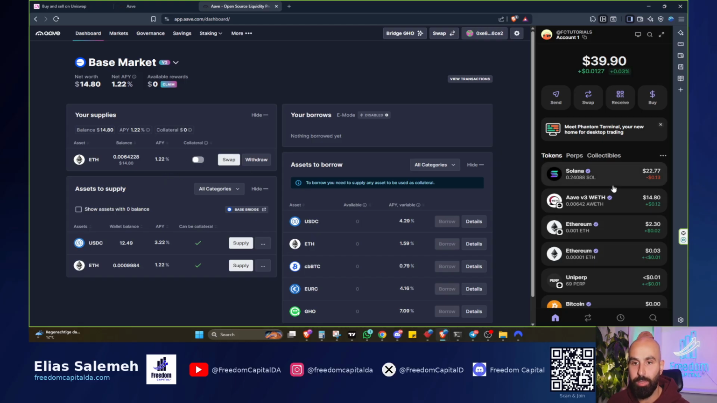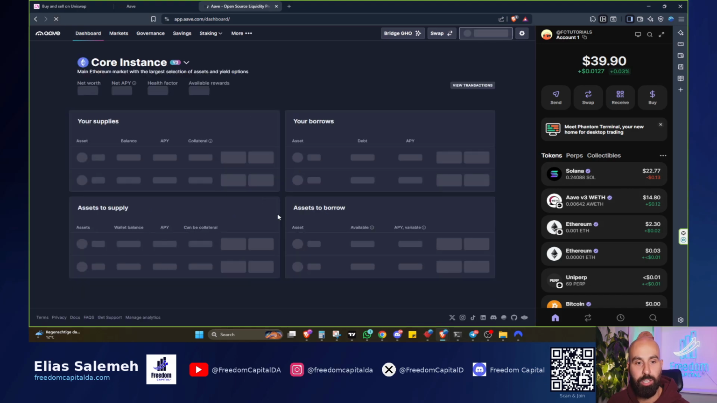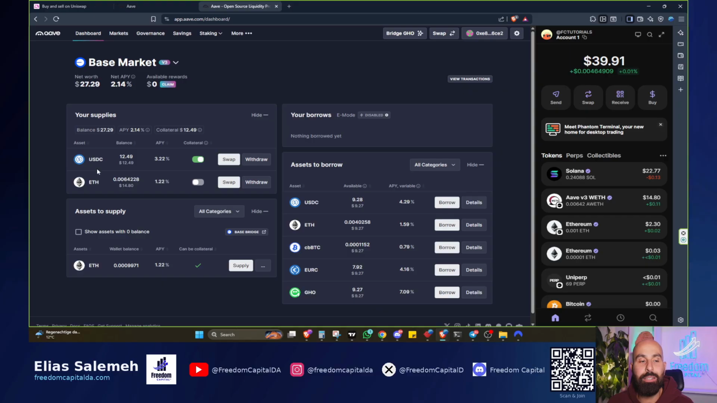We'll just give it a moment and potentially refresh the page. So now you can clearly see that I have two assets that are being supplied or lent out on Aave. The total net worth of both assets is 27 bucks, and I am getting 2.14% in terms of net APY. So if I want to borrow right now against my assets, there are two ways that I can do so.